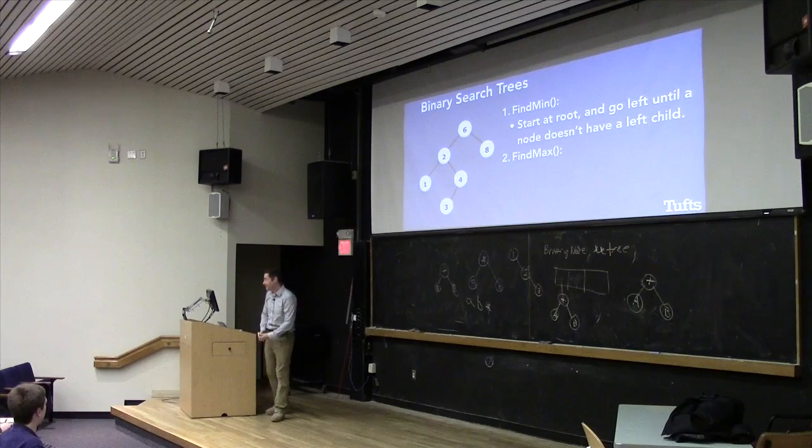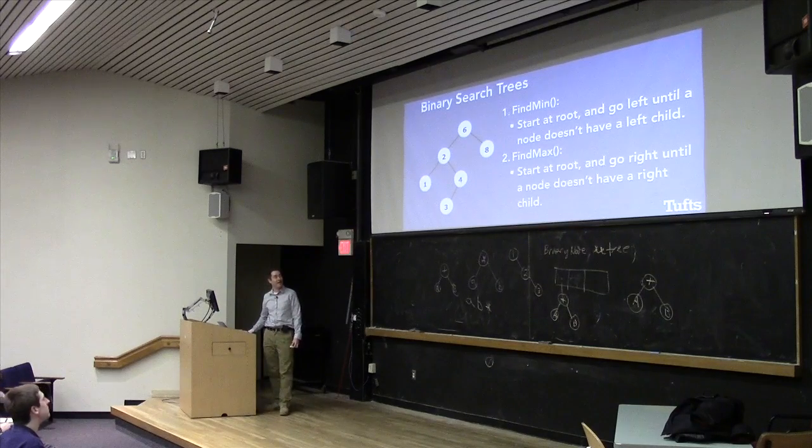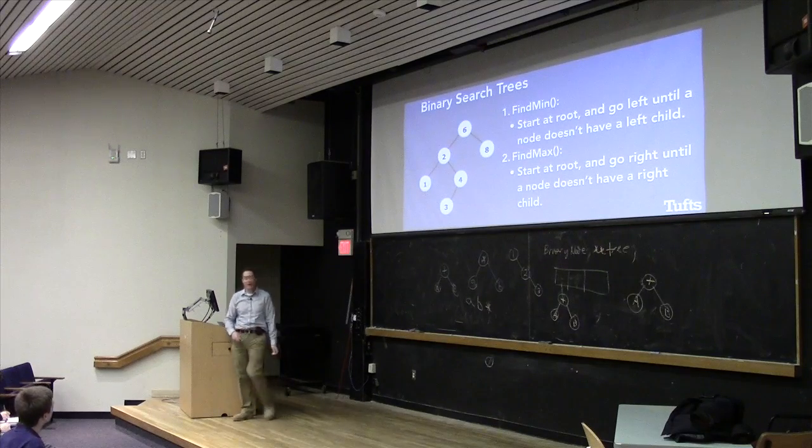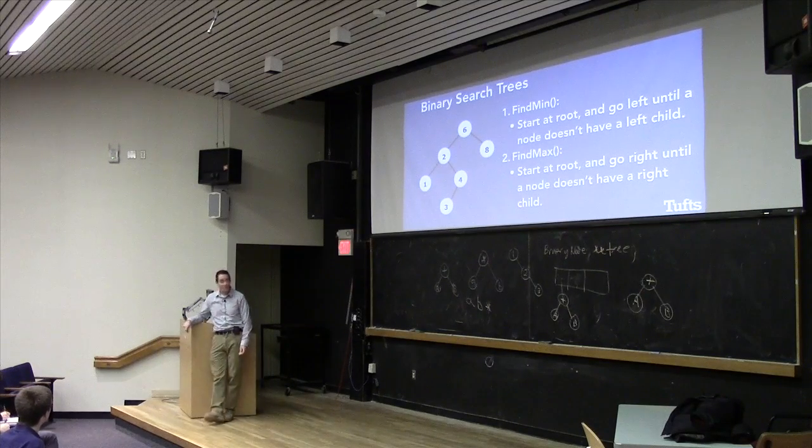Go right until you hit a node that doesn't have a right child. So easy, right? This is one of the reasons some of these things are so fast. Number one, how deep do you have to go? Only the depth of the tree, maximally. It could be a degenerate case where you have to go through all of them.